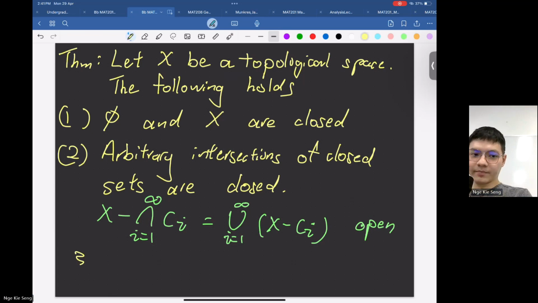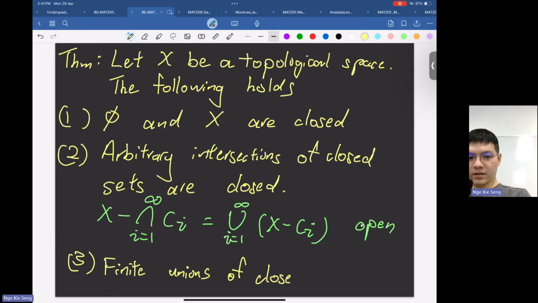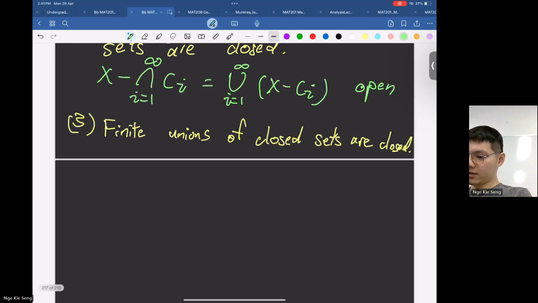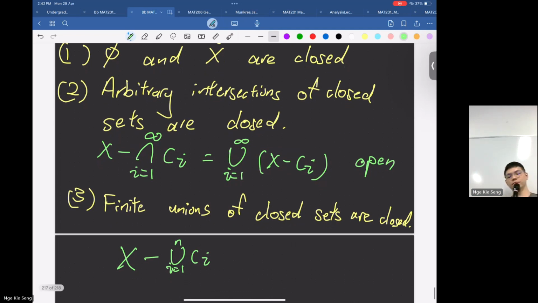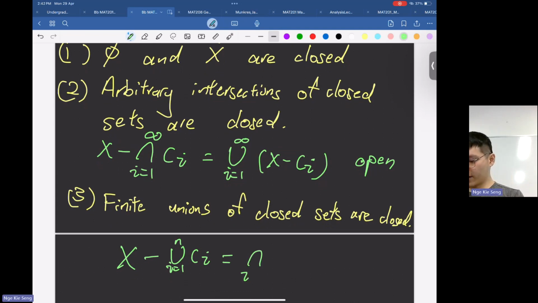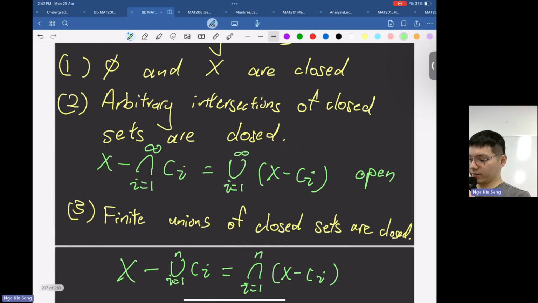Okay, part 3. Similarly, you can see that a finite union of closed sets is closed. This will also involve De Morgan's law. So you take X, take away the finite union of Ci. What is this? This is the finite intersection of X take away Ci, which is open as well.